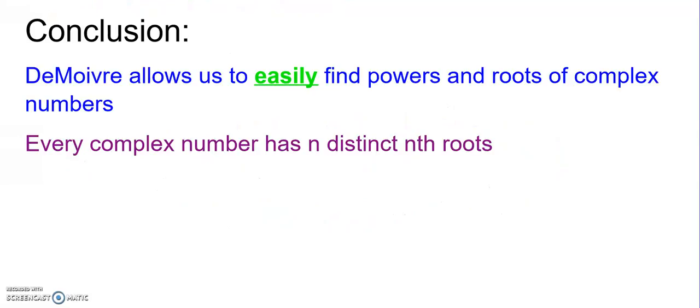All right, so DeMoivre's theorem now allows us to easily find powers and roots of complex numbers. It also helps us understand that every complex number has n distinct nth roots. So keep that in mind, that tells us that we can find the root of any complex number. And remember, real numbers are complex numbers as well. So you could use this to find the roots of any real numbers as well.